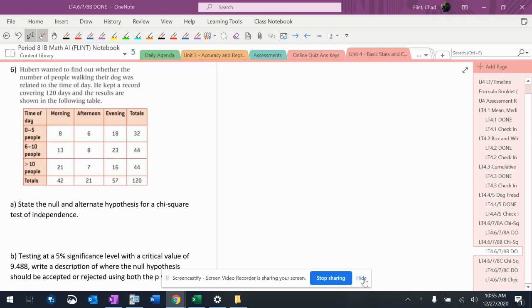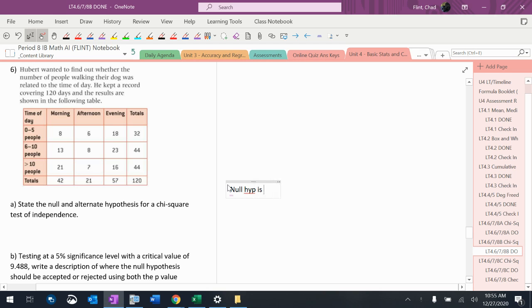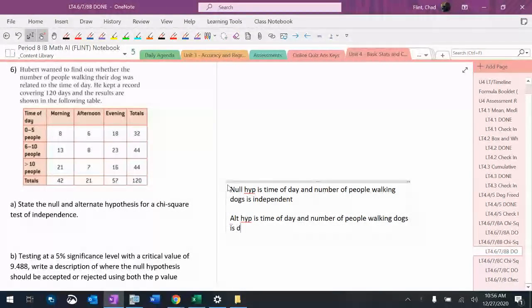Okay, so we got to state the null and alternate hypothesis. So let's do that first. The null hypothesis is that time of day and number of people walking dogs is independent. The alternate hypothesis is that time of day and number of people walking dogs is dependent.